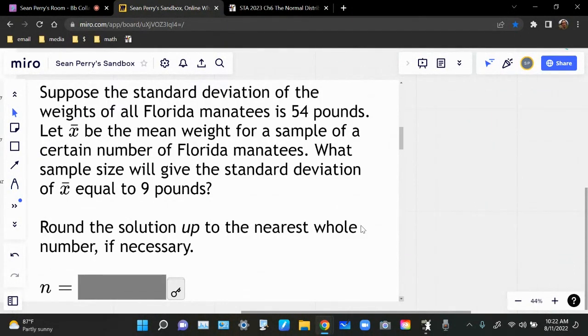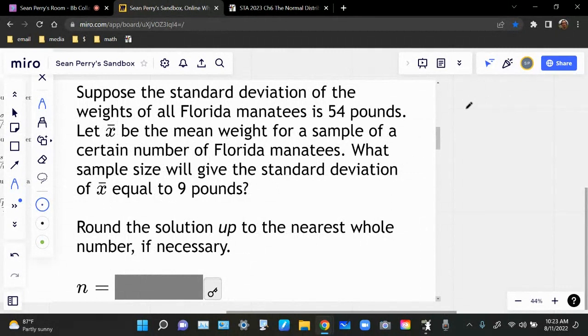Let's look at a related problem. So suppose the standard deviation of the weights of all Florida manatees is 54 pounds. Let X bar be the mean weight for a sample of a certain number of Florida manatees. What sample size will give the standard deviation of X bar equal to 9 pounds?